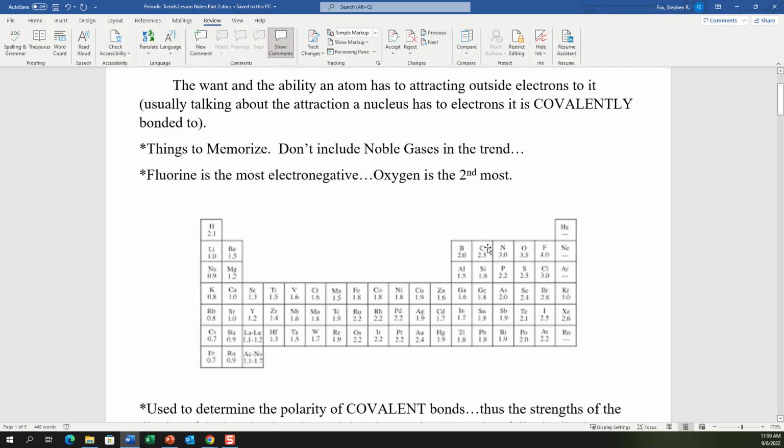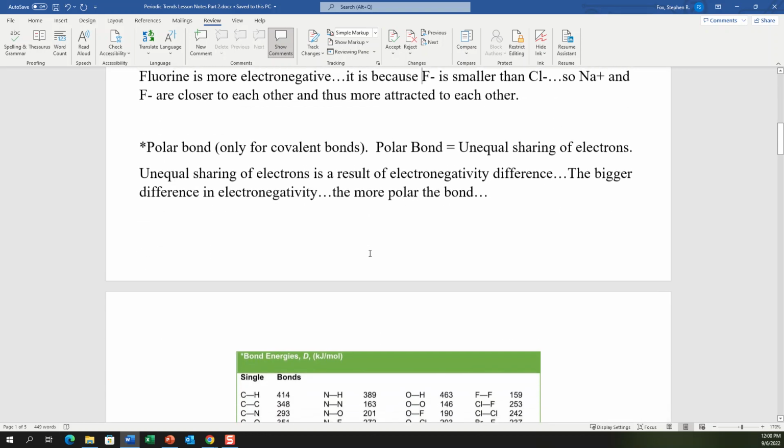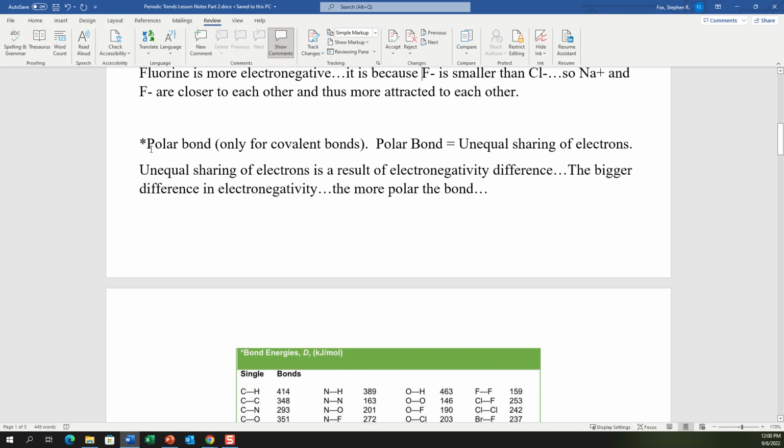So all of these elements in row 2 have very little shielding, because they don't have that many electrons. They only have 2 energy levels worth of electrons. But since fluorine has the most protons of all of them, not including neon, it can pull that electron closer to it than any of the other ones. So that's why fluorine is the strongest in terms of electronegativity. Okay. So if we're talking about covalent bonds, electronegativity is invoked when you're talking about how polar the bond is.